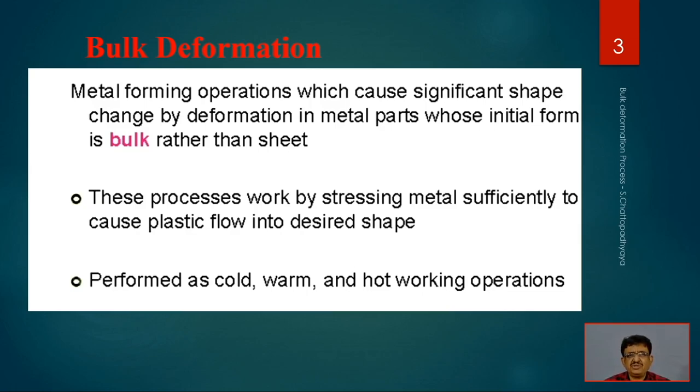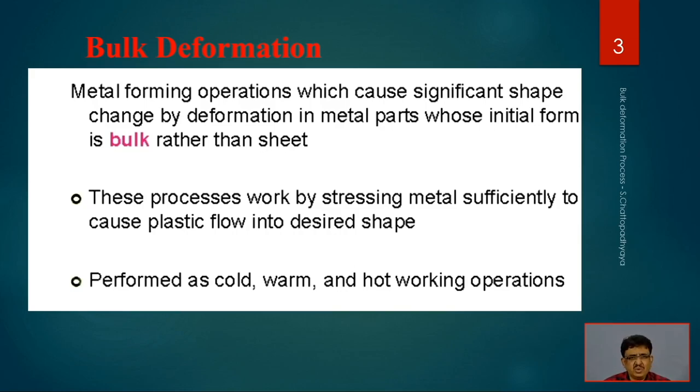This process works by stressing the material sufficiently to cause plastic flow into the desired shape. All those deformations are permanent. It is done in the plastic zone beyond the yield point, so that the dimensions are permanently changed. The material flows, just like a little bit of a thick fluid, so flow stress and other things are involved. It will flow in that way to give the appropriate shape. So it is plastic flow to form the desired shape.